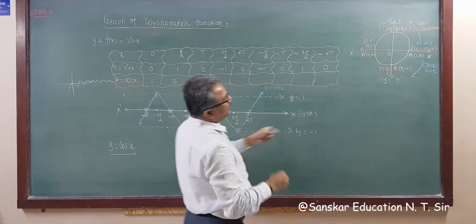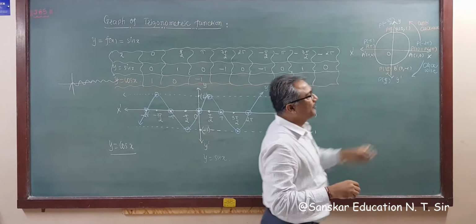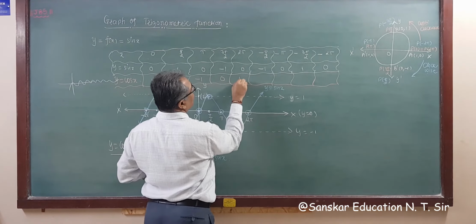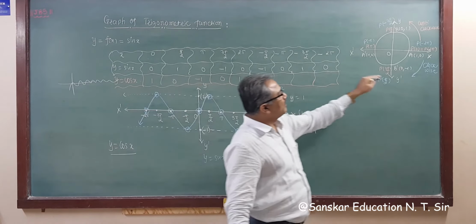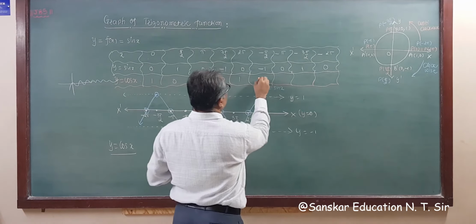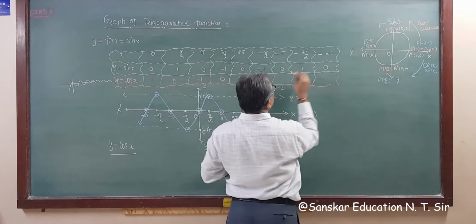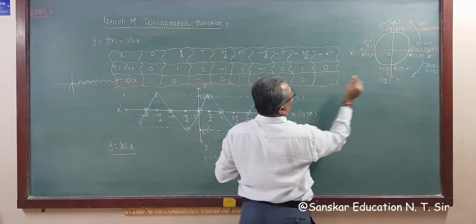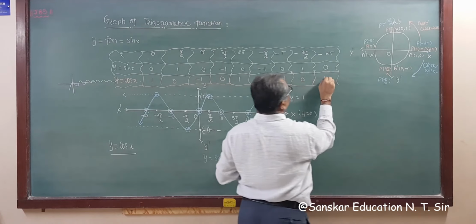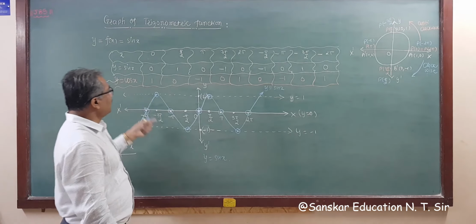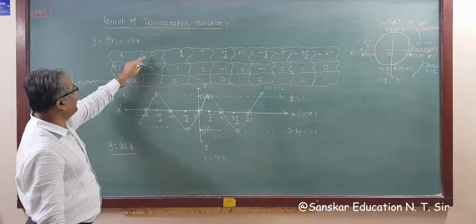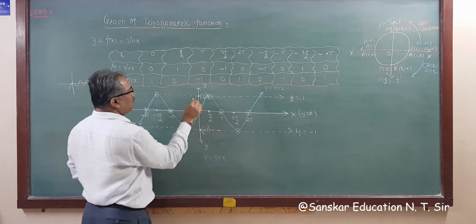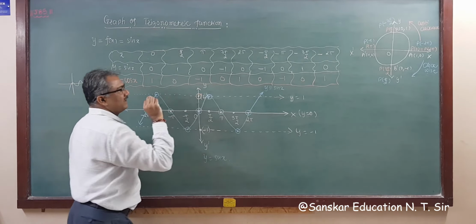And at 3 pi by 2, cos is 0, and at 2 pi it is 1. So this is 0 and 1. Minus pi by 2, cos is 0, minus pi, cos is minus 1, minus 3 pi by 2, cos is 0, and minus 2 pi, that is 1. Right? So plotting these points, when x is 0, y is 1.